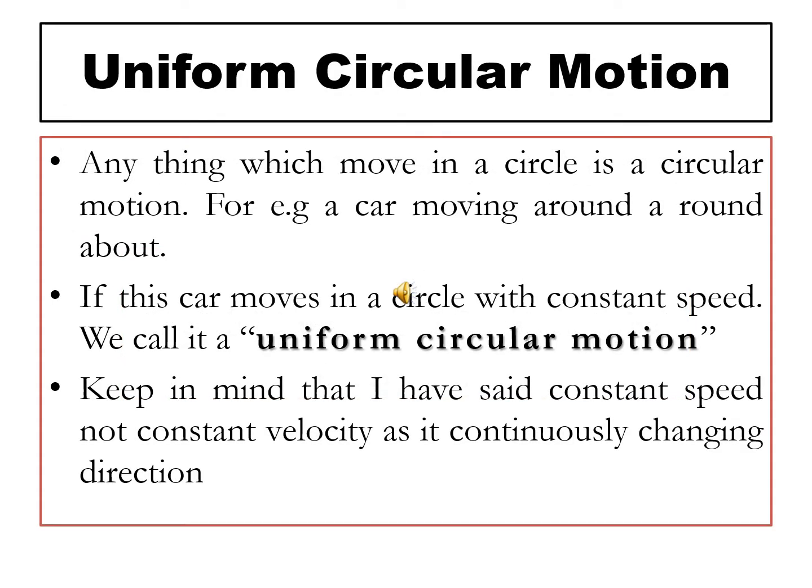So what is uniform circular motion? Anything which moves in a circle is a circular motion. For example, a car moving around a roundabout, we call it circular motion. If we tie a stone on a rope and move it in a circle, it is also a circular motion. If this car moves in a circle with constant speed, we call it a uniform circular motion. Keep in mind that I have said constant speed, not constant velocity, as it is continuously changing direction.